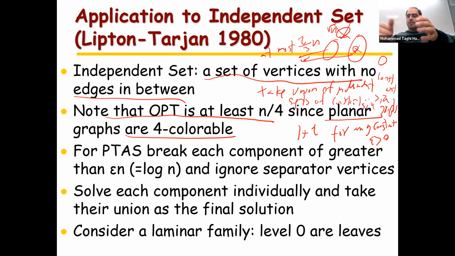For some constant, this constant depends on the epsilon that you want. You will go there, and on those components you just find the independent set. Because the size of them is constant, the running time to obtain the independent set would be constant as well. You take the union of all of them, and that's the independent set that you report, and I want to say that this is 1 plus epsilon.